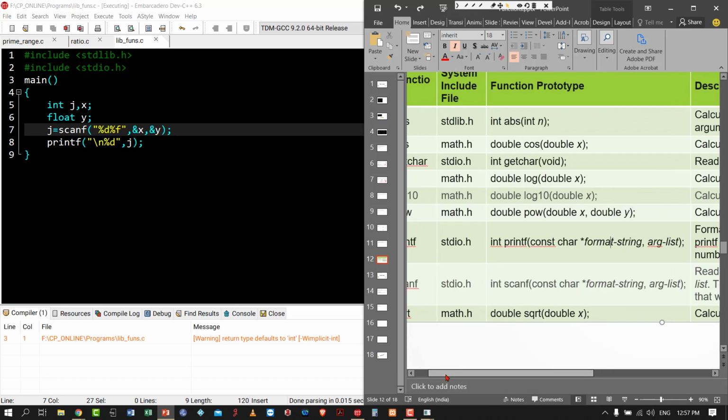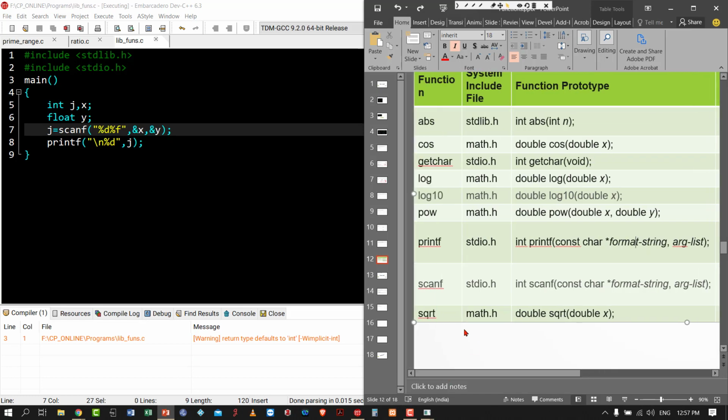Okay, I hope you understood. One more is there, sqrt, we already discussed that. The header file is math.h. There are more than 100 library functions. I have mentioned only a few, the important ones. For reference, you can search on the internet for more library functions.